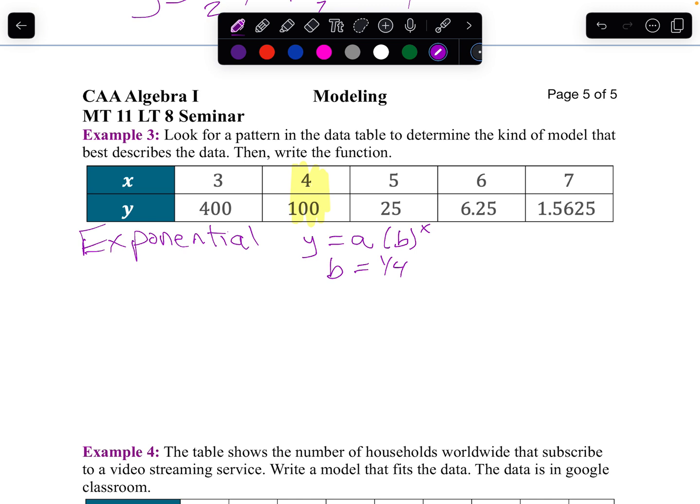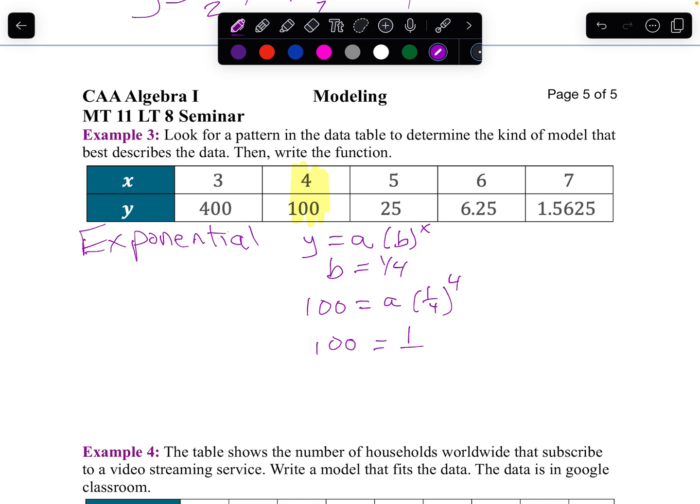So y is 100, and then b is 1/4. And we're going to raise that to the x power, which is 4. Or 100 equals, I like to write my variable second. So 1/4 to the 4th power is 1 over 4 to the 4th. Got to think about that for a second.